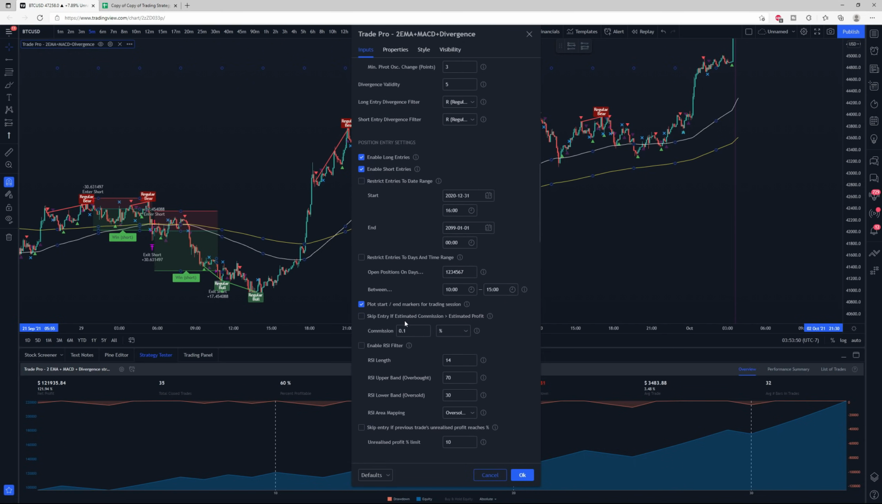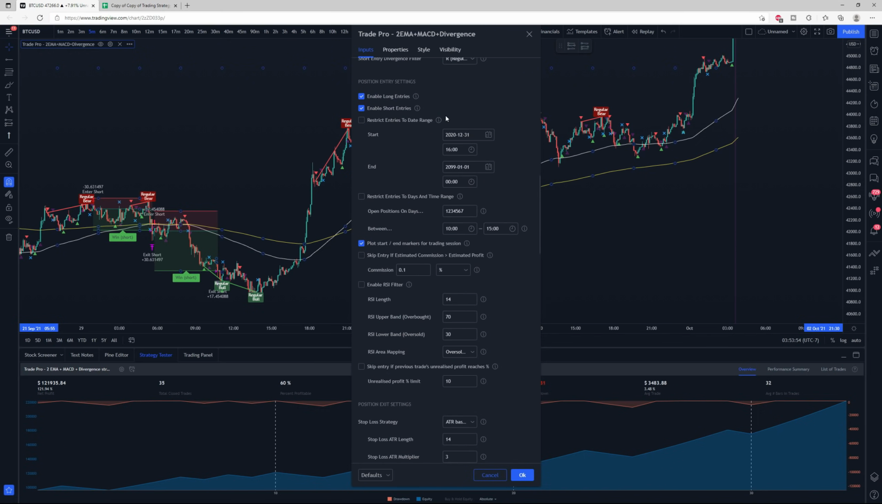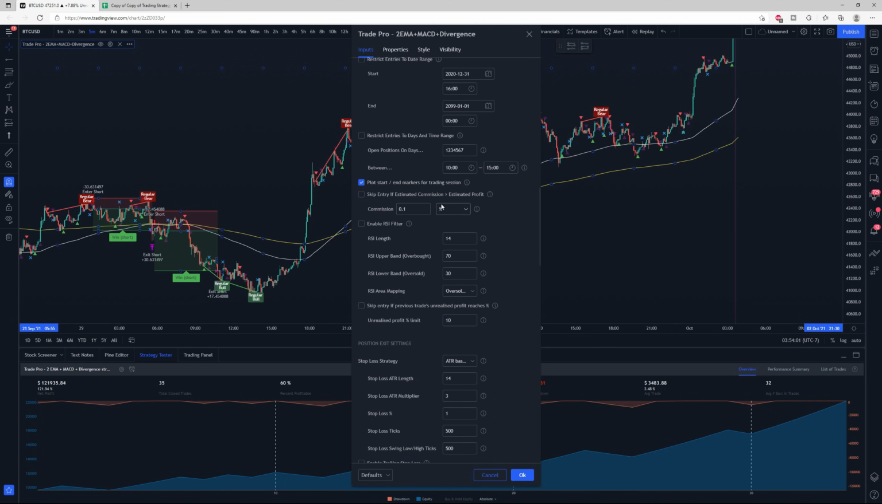And if we go farther down, we have some of the stuff you see on the other scripts where you can restrict entries to a certain date range, certain days of the week, and certain times of day. You can put in the commission for your exchange. There's also an RSI filter, so you can have it do only longs when the RSI is in oversold territory and only shorts when the RSI is in overbought territory, or the opposite: only short in oversold and only long in overbought territory.